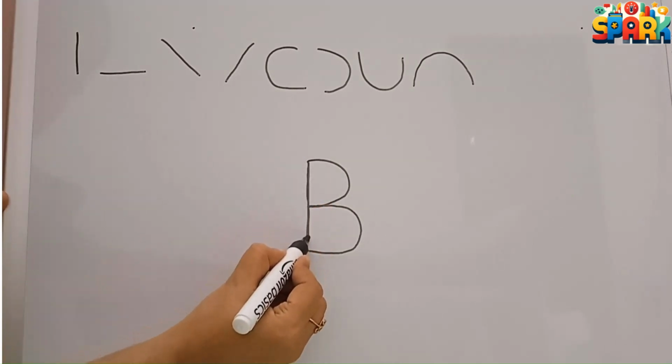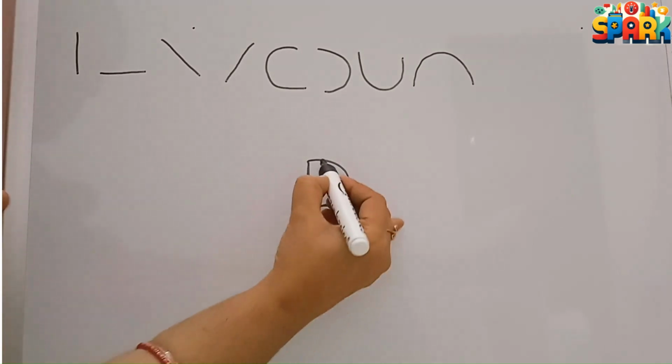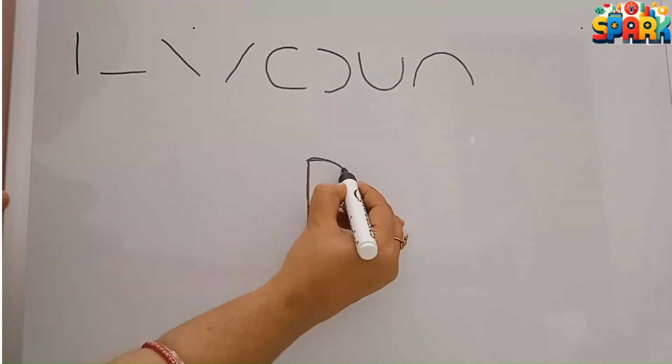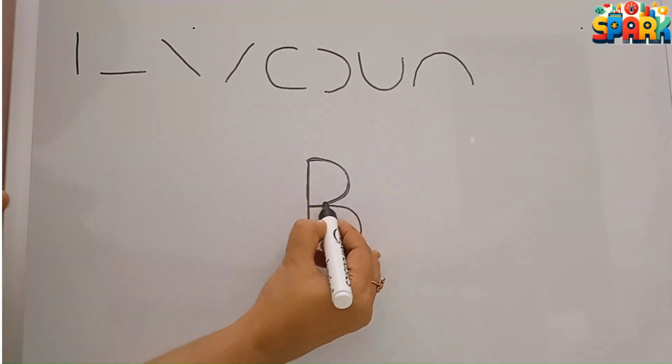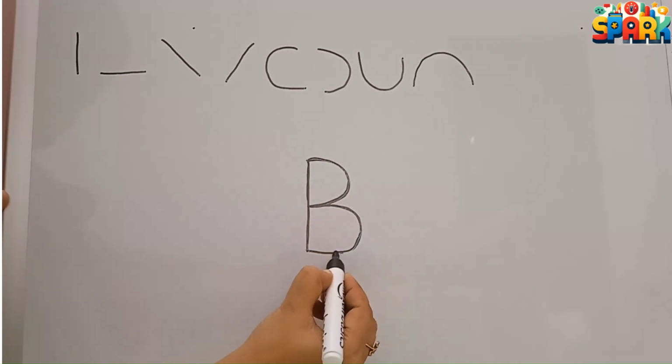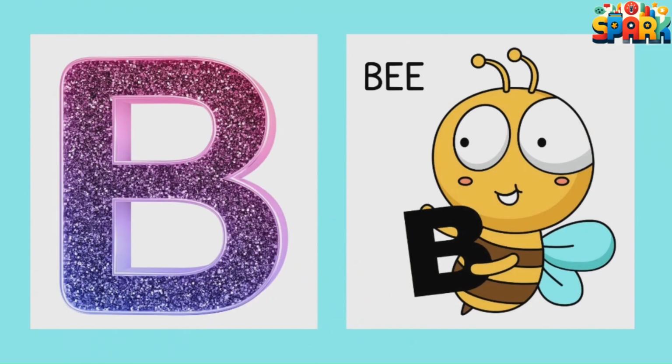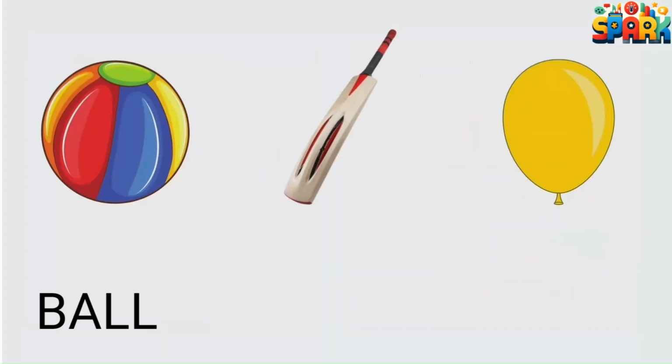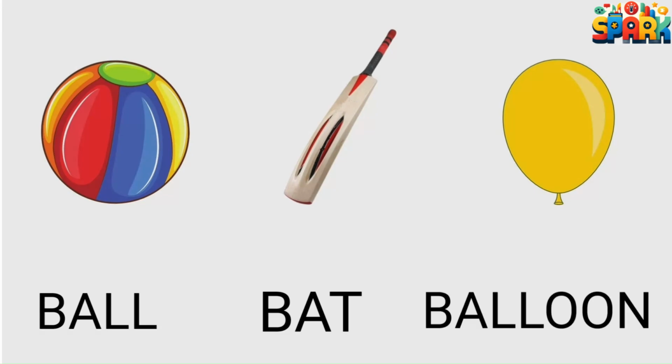Let's trace it again. Trace it very slowly. Now children, take your pencil and book and trace the letter B on it. Can you think of 3 words that start with B? Ball, bat and balloon. Wow, now we know to trace B.